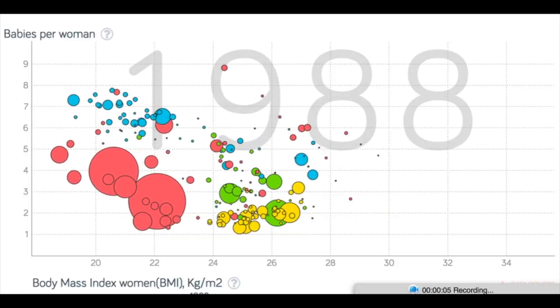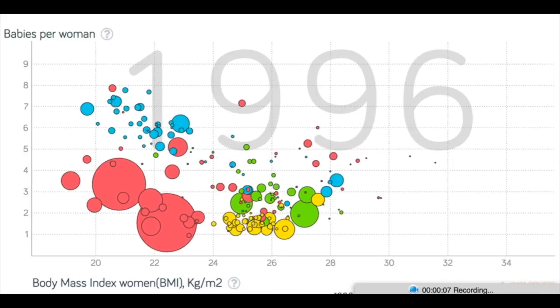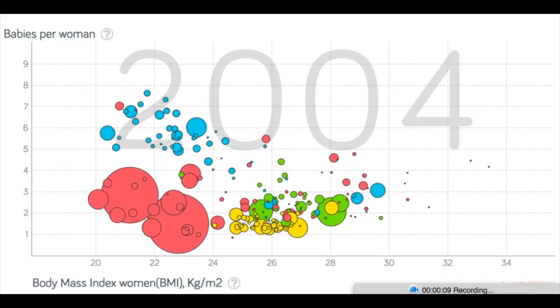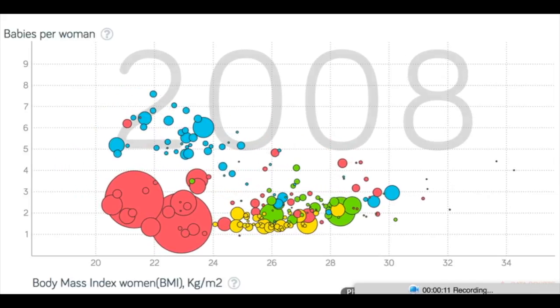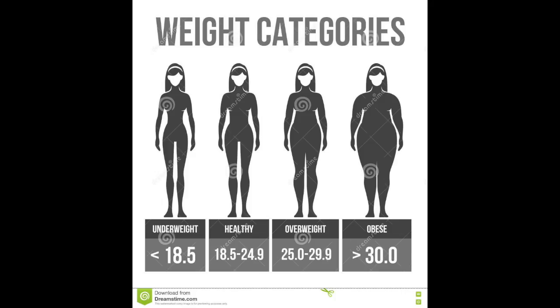We used the body mass index as an indicator of general health, and found the correlation between women's BMIs and babies per woman was also negative. This can be interpreted as the greater a woman's size, the fewer children she is likely to have.